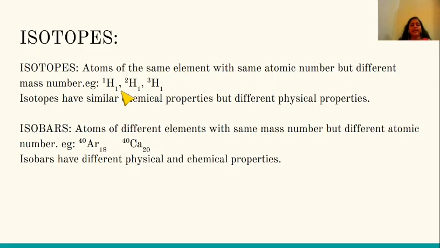Okay, they have the same number of electrons in the outermost orbit, so they will have similar chemical properties, but since the nucleons are different, they will have different physical properties. What about isobars? They are atoms of different elements or different atomic number but same mass number, like argon and calcium. Atomic number 18, atomic number 20, but mass number 40 and 40. If they have different atomic numbers, so definitely different chemical properties, and they have different number of protons, so different physical properties as well. Okay.